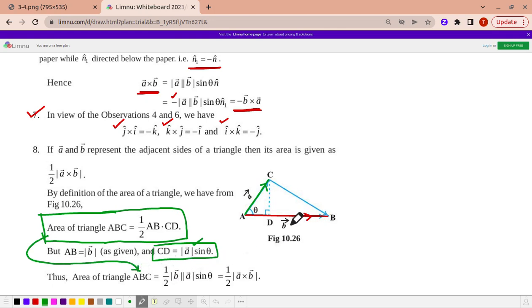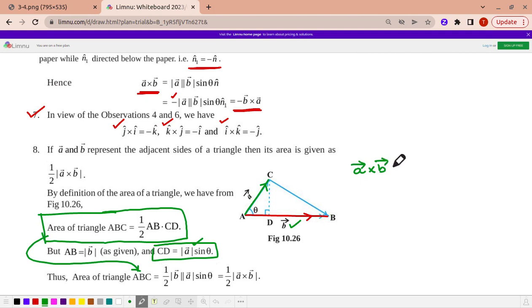AB is the vector B into mod A sin theta. So, that means half into mod of A cross B. If you recall, mod of A cross B is nothing but mod A into mod B into sin theta. In case of any doubt about mod of A cross B, I can explain once more here. So, what is A cross B, dear students?